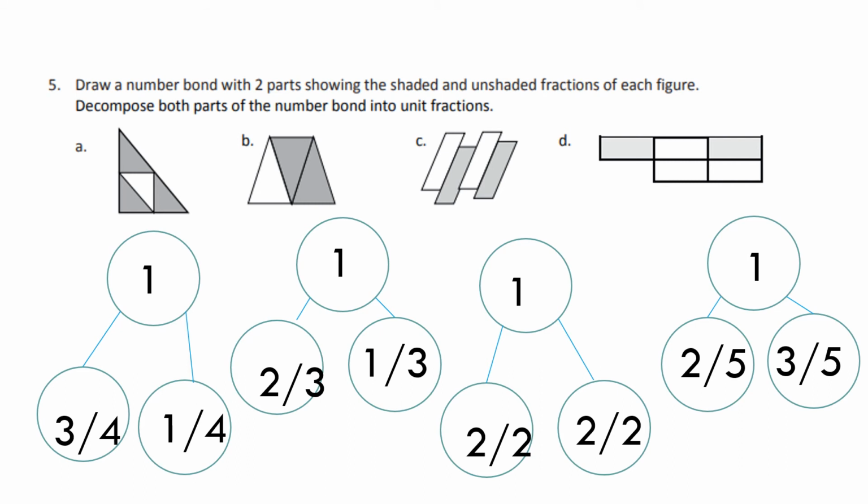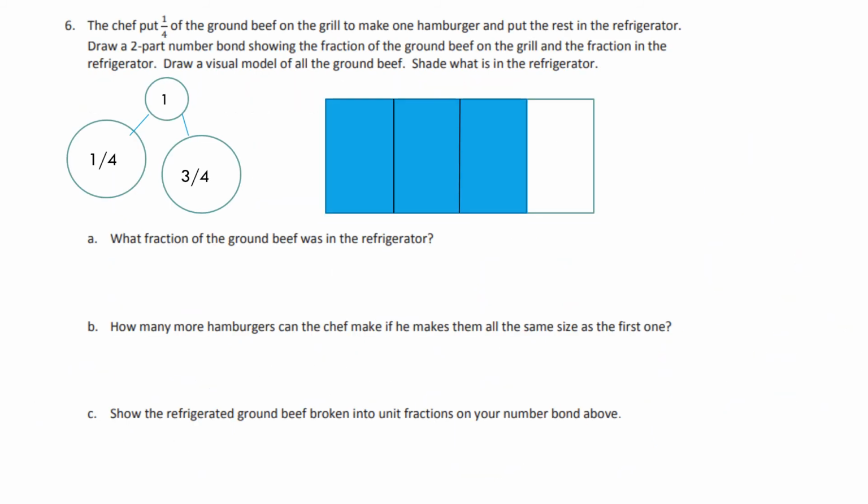And let's continue to the next and last problem. So for this last problem, it's a multi-step problem. It's also a word problem. So we're going to be highlighting and underlining some important facts. So it's the chef put 1/4 of ground beef on the grill to make 1 hamburger. The rest is in the refrigerator.